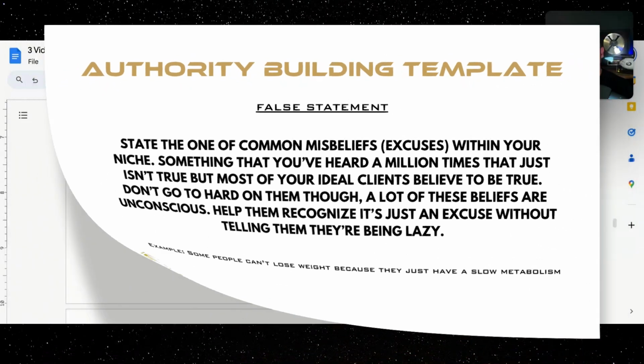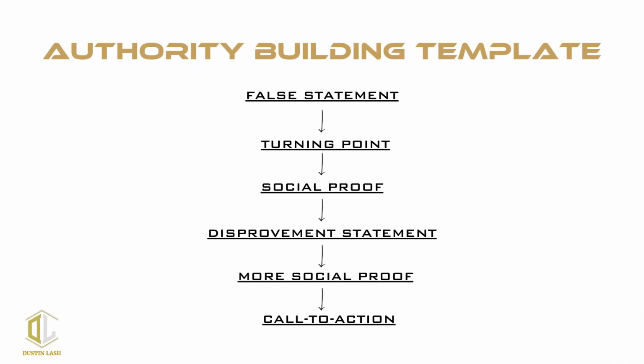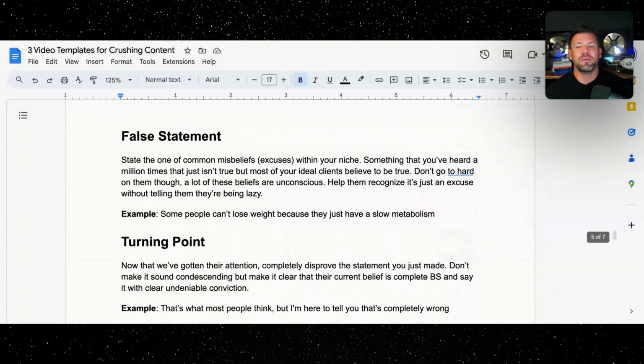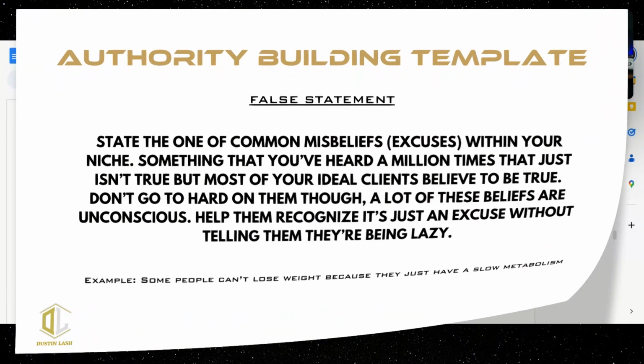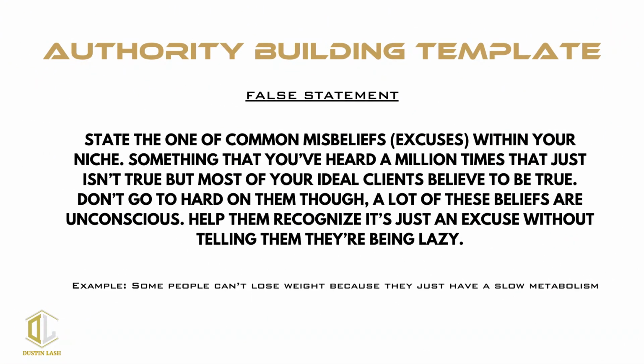So what the framework would look like would be a false statement, turning point, social proof, disprove the statement, more social proof, and then a call to action. Now, when we look at the false statement, what am I even talking about? So we're going to state one of the common misbeliefs or excuses within your niche.